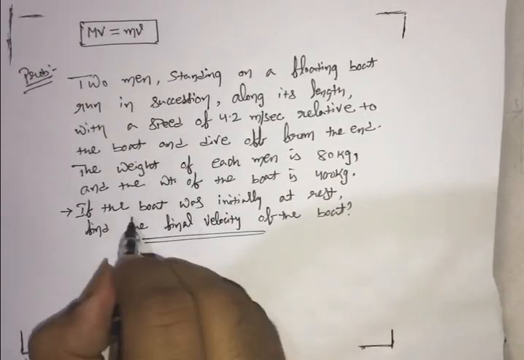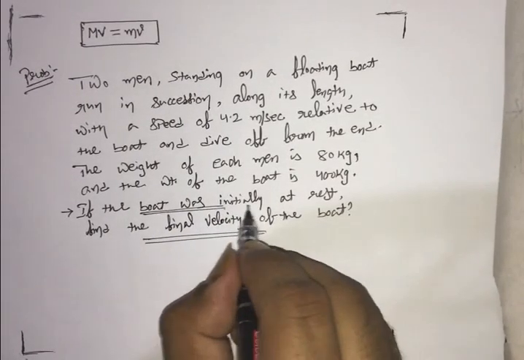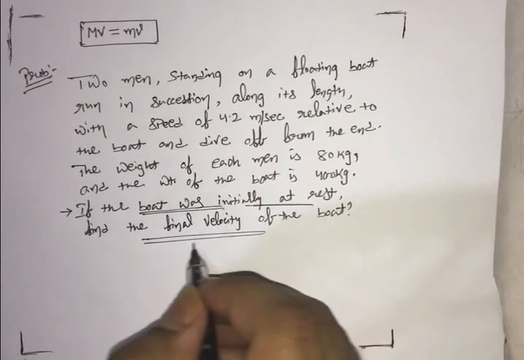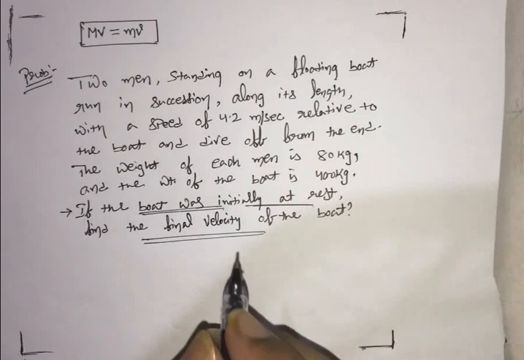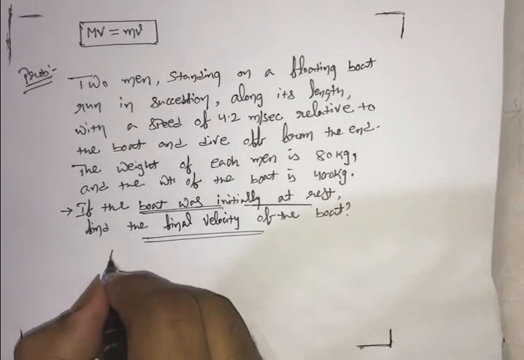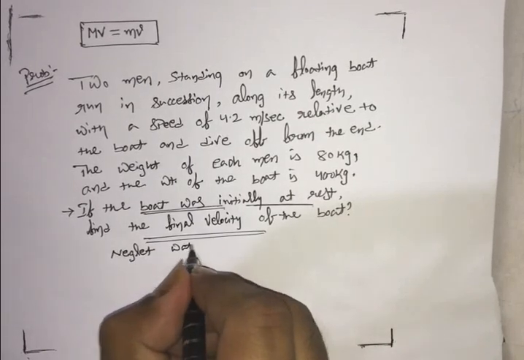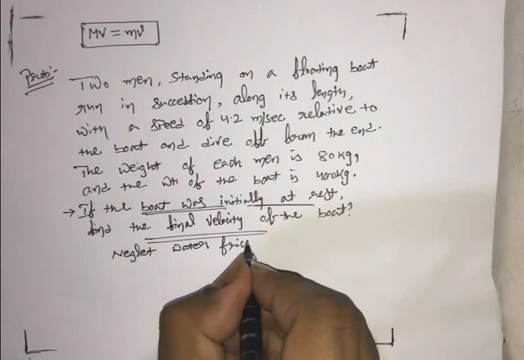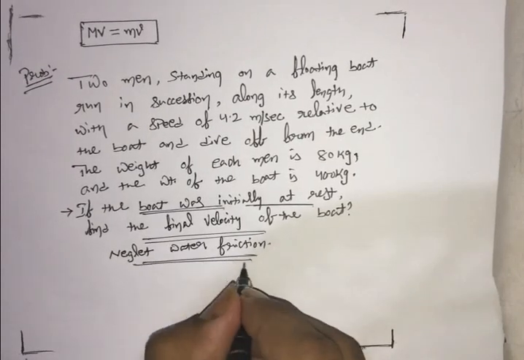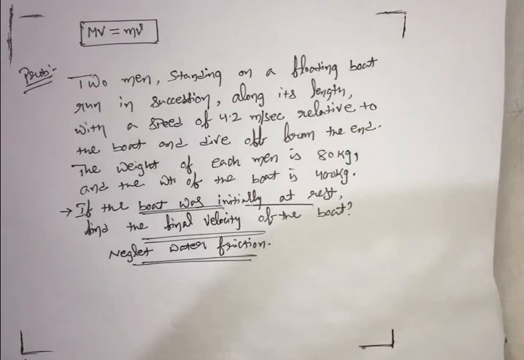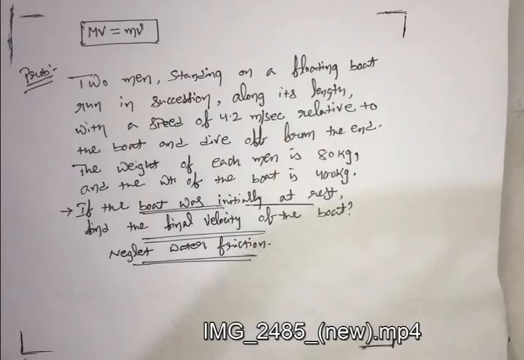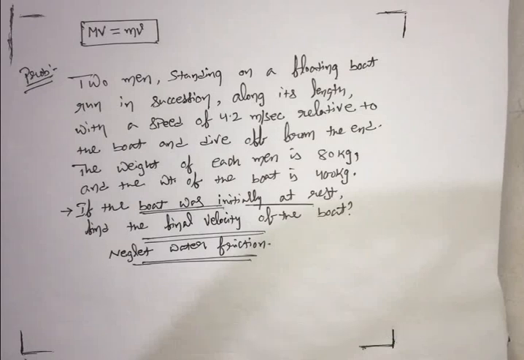So the question is, if the boat is initially at rest, that means initial velocity is zero, then we have to find out what is the final velocity of the boat. We have to neglect the water friction, as per the question. Now let us try to solve this problem. The best way to solve any problem of a particular subject is to involve yourself in the problem, then the problem becomes a little bit easier.